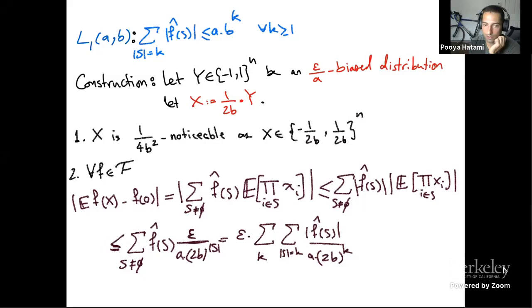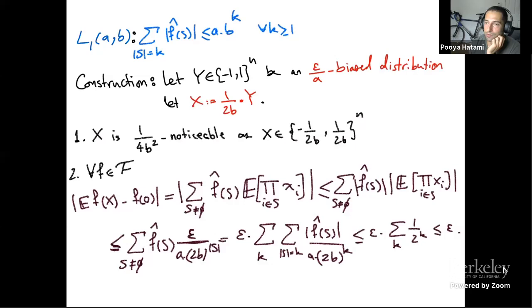And now all we do is we break the summation based on the size of the Fourier coefficient. So you bring the epsilon outside, you get the Fourier coefficient divided by a times 2b to the k. And now we use this L1 tail bound. So we know exactly what this is bounded by. The sum in the numerator is bounded by a times b to the k, and the surviving term is 1 over 2 to the k. So the whole thing is bounded by epsilon, right?